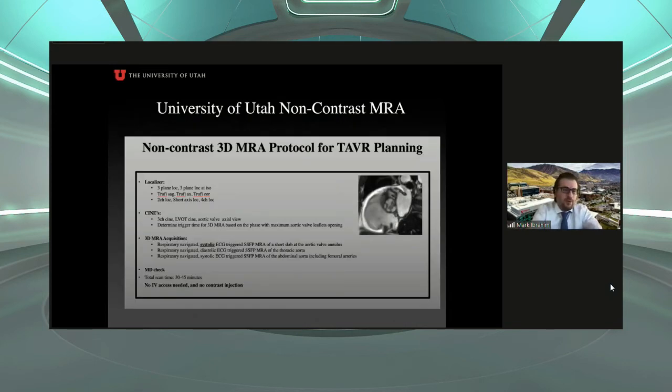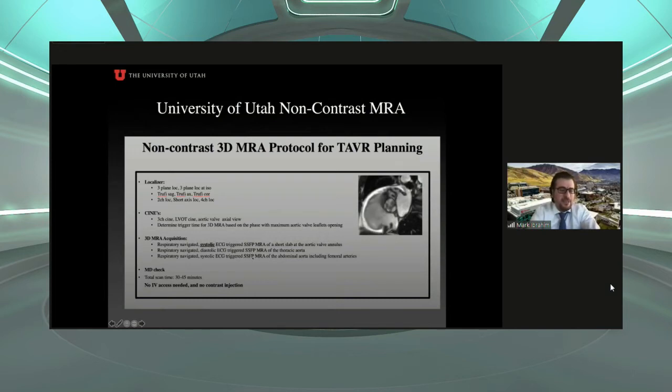So we developed our institutional protocol, which uses localizers and cine images of the aortic valve, looks for the peak systolic acquisition, and sets up the trigger for the MRI. We believe this simplified method, built on the Siemens stock sequence, can be reproduced on any Siemens scanner in any place, and does not require any specific post-processing.